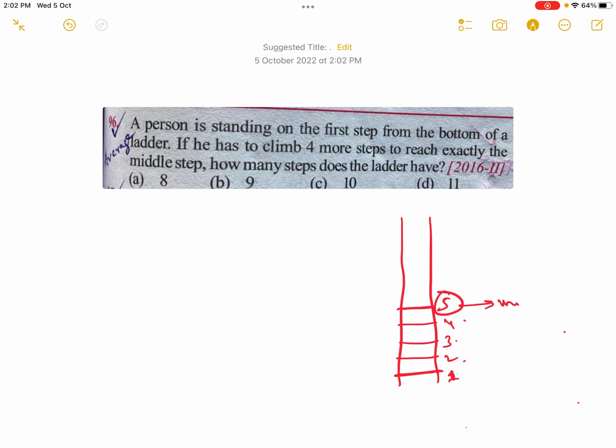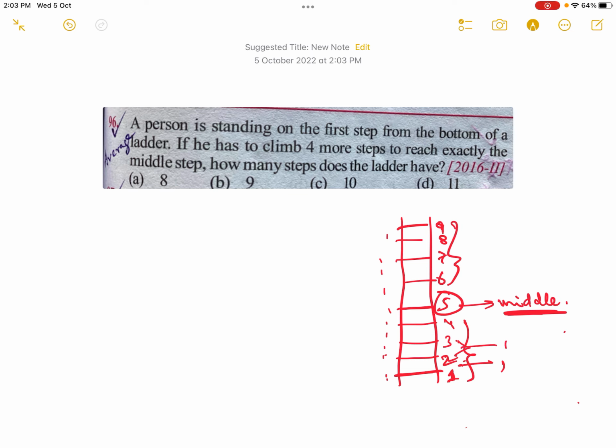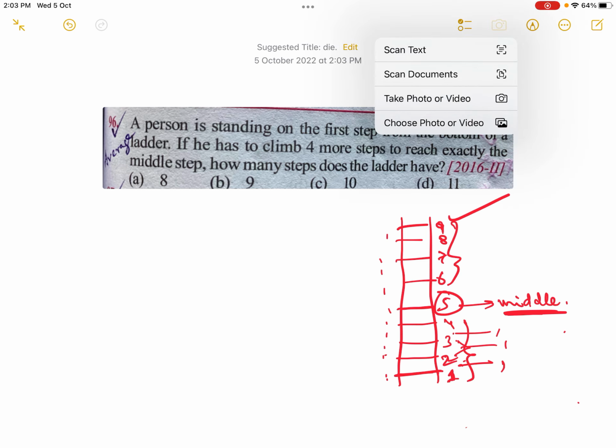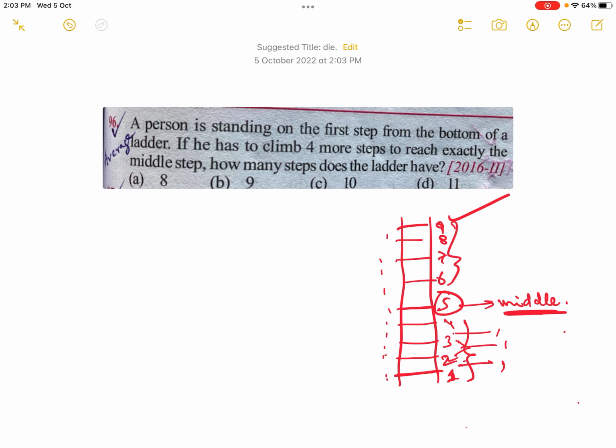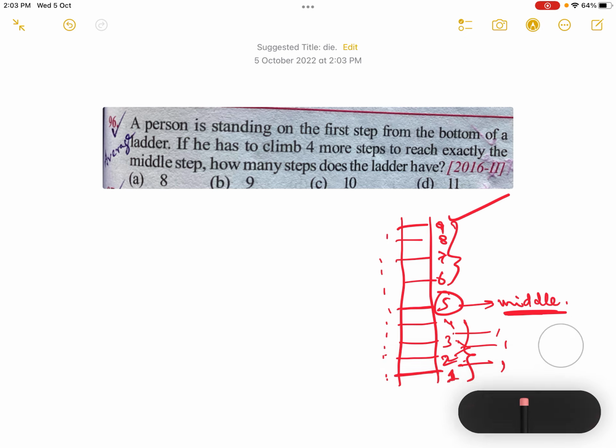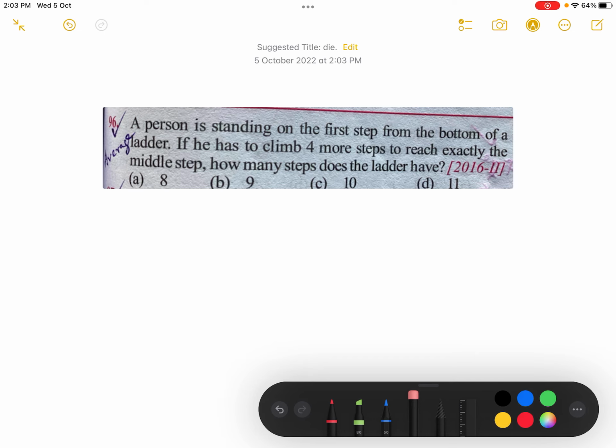This is the middle. If this is the middle, the number of steps at the bottom and the number at the top will be the same. So 6, 7, 8, 9. This should be the total. The question is asking to find the total number of steps. Since they are in arithmetic progression, the difference is 1 each time. So the answer is 9. If you just draw the diagram correctly, this should not be a problem. Average is all about the middle value.